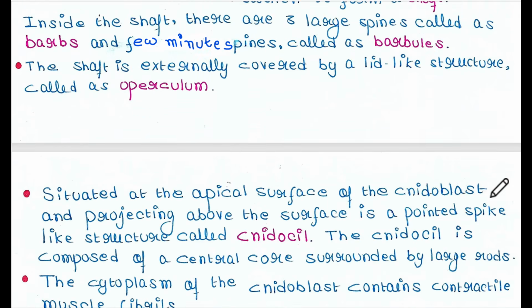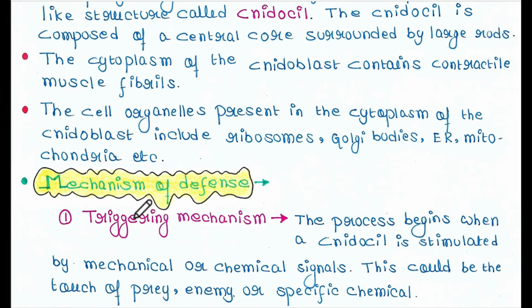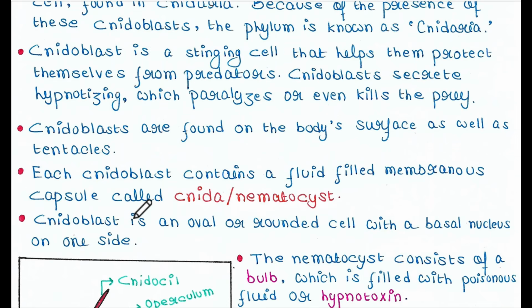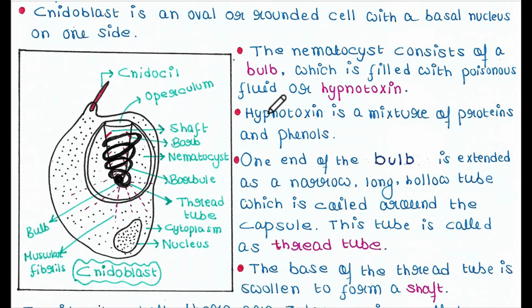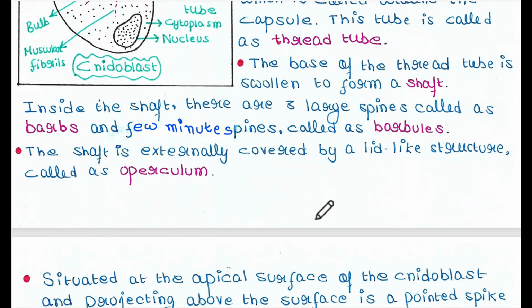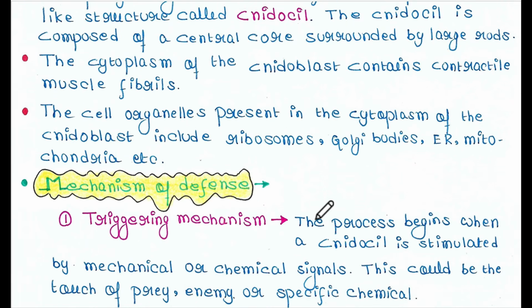Today we will talk about the mechanism of defense in Cnidaria. So in our last lecture, we have seen the defense structure in Cnidaria, which is the cnidocyte or cnidoblast or nematocyst. So we have seen its structure. Today we will see how the defense mechanism occurs.